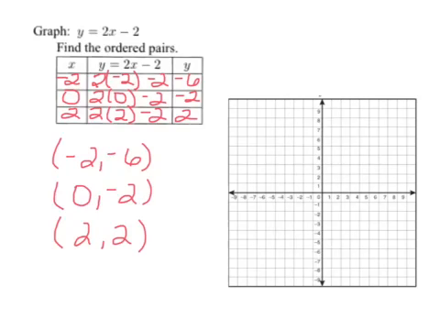So negative 2, negative 6 would be right there. 0, negative 2 would be right there. And then 2, 2. And you guys use your straight edge, and sorry, that line's not very good, but it does form a line, and so we know we are all correct. So that's all there is to it, okay? Make your points.